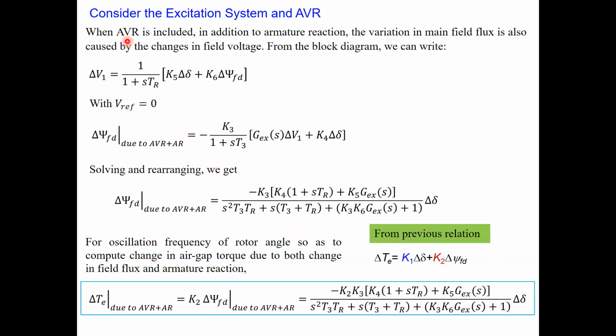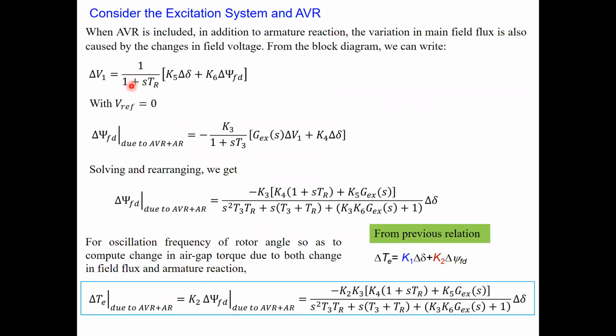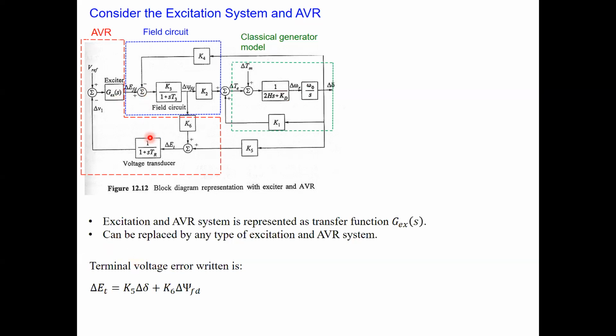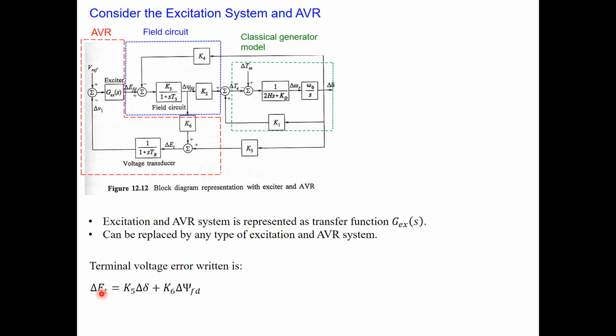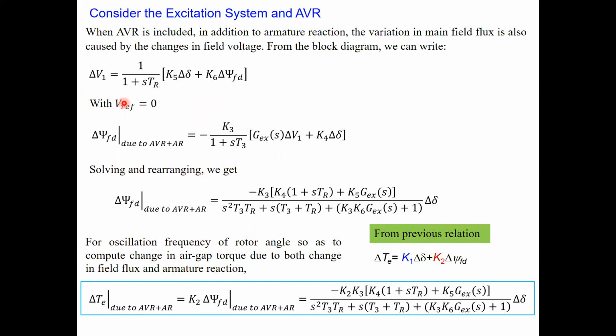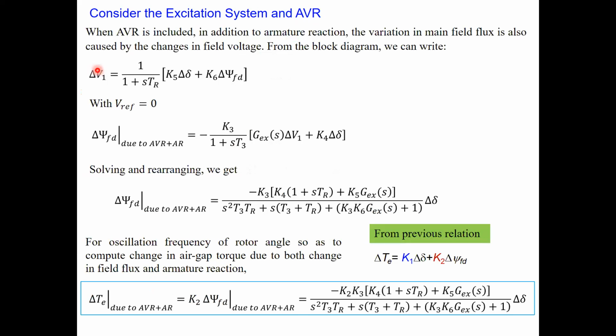Now when we have included AVR, as you can see here, we can write this term as this multiplied by this one, so 1 by 1 plus sTR, multiplied by del ET basically. So this is actually the term we call del ET. If I consider the reference voltage here to be 0, that means it is constant, with no change.